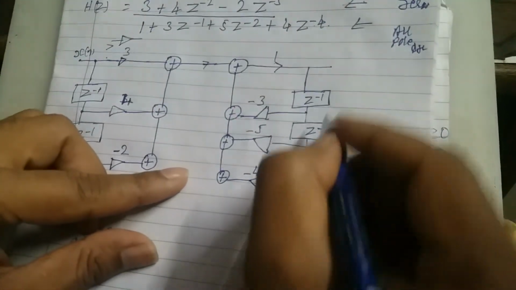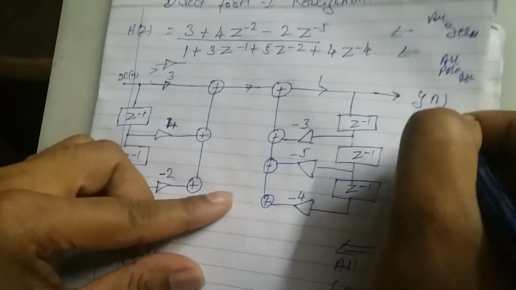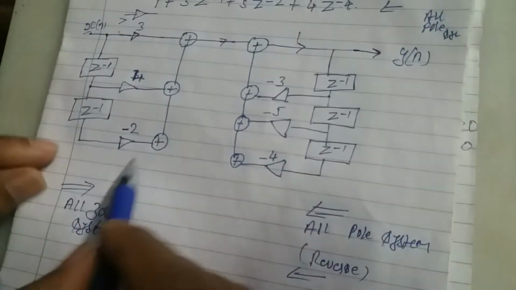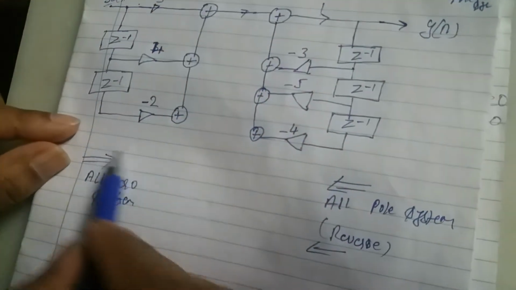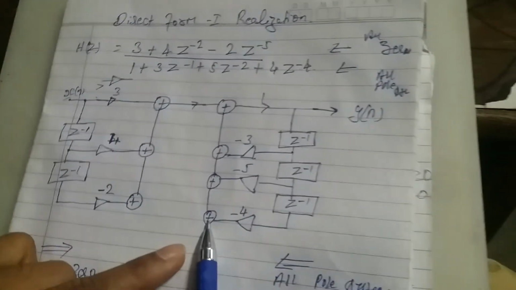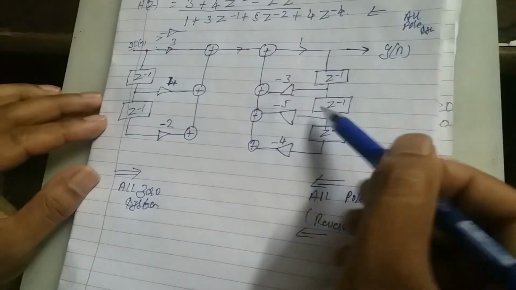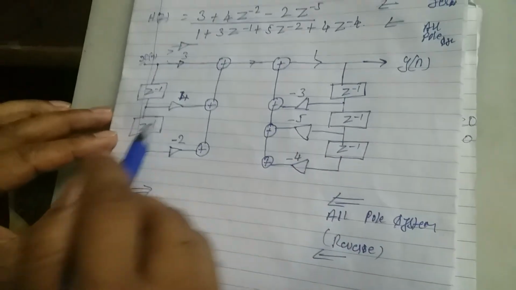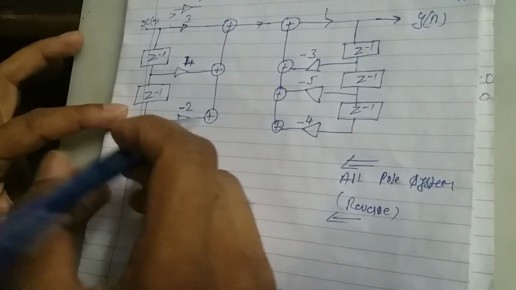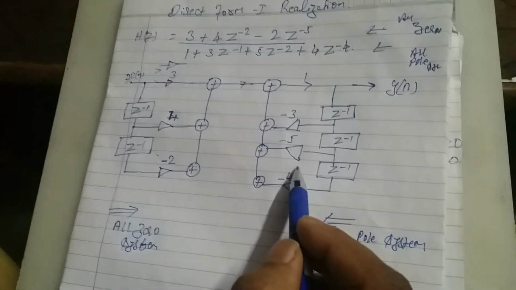Finally you take your output, this is your input x of n, and this is your output y of n. So now you have a numerator, that is all zeros over here. You have a denominator, the all-pole system, on the right hand side. It should come in the opposite direction like this, in reverse. The direction should be reverse for the pole system, and forward for the zeros. So here you don't have any sign difference, but there you have a sign difference.